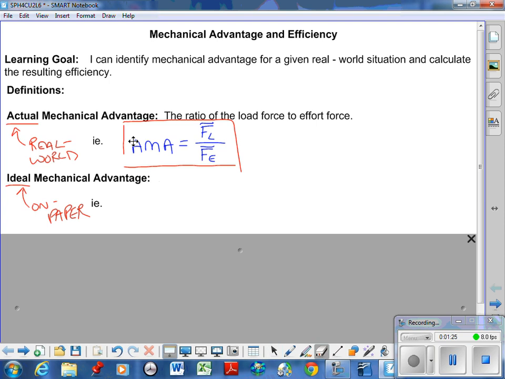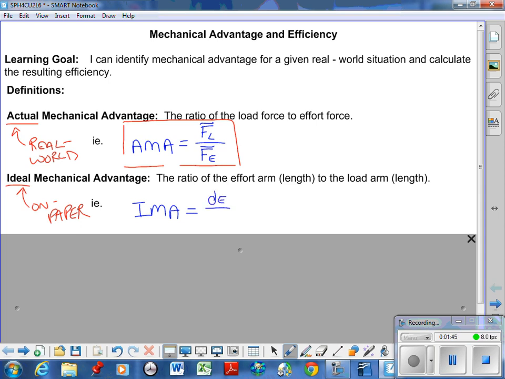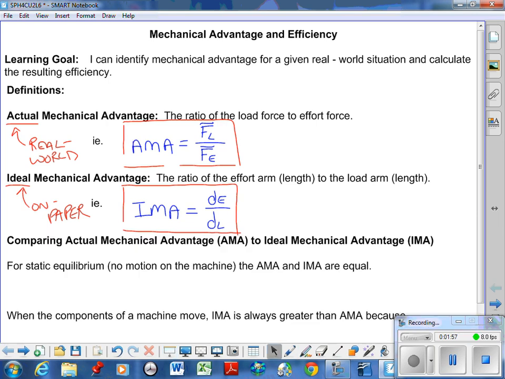Definition of ideal: it is the ratio of the effort arm compared to the load arm. So theoretically, this is what it should calculate out to be. So ideal mechanical advantage, IMA, is equal to dE over dL. All right. So there are your two formulas, actual and ideal. One deals with forces and the other one deals with arm lengths.